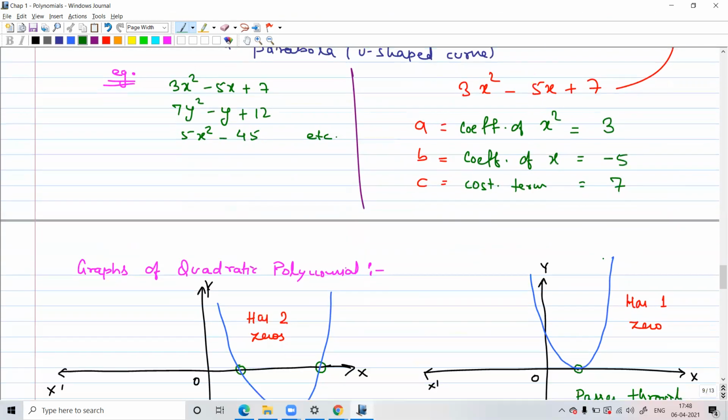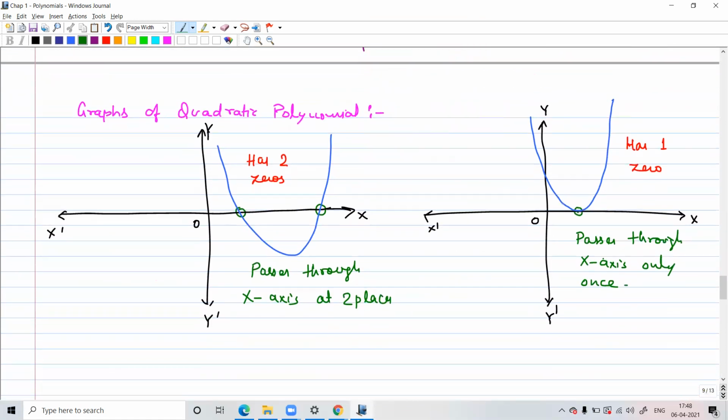Okay, good. Then I have drawn some graphs. So these are all different polynomials. So let's say this is your first example. In this polynomial, it is passing through the x-axis how many times? 2 times. Yeah, one here and another one here. That is why this polynomial has 2 zeros. Okay.